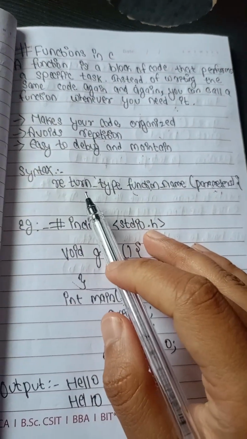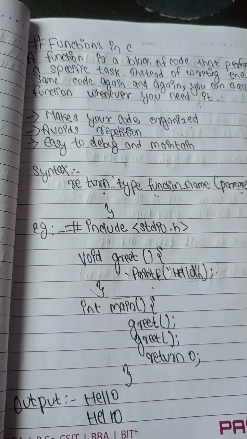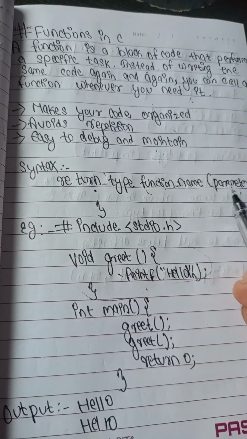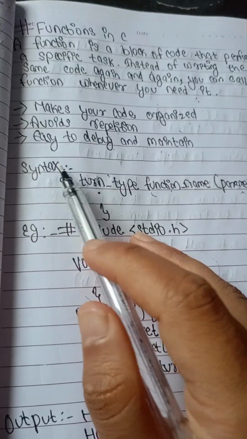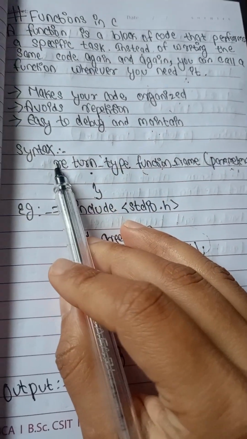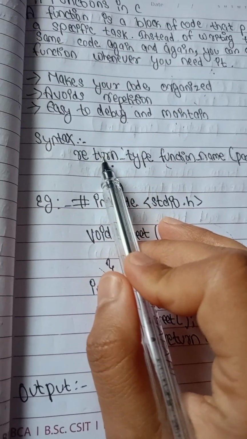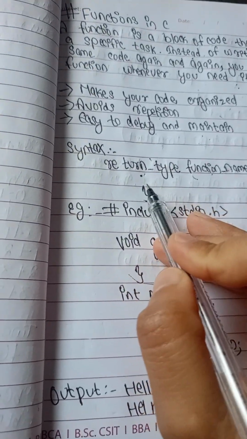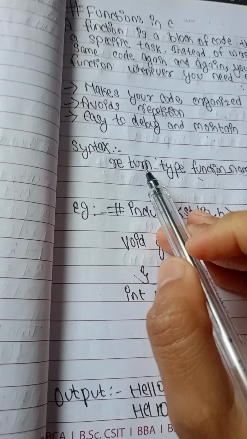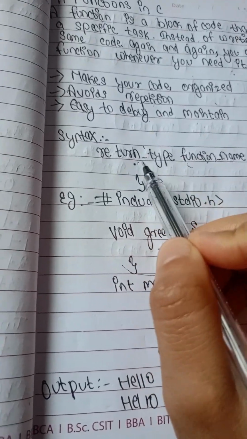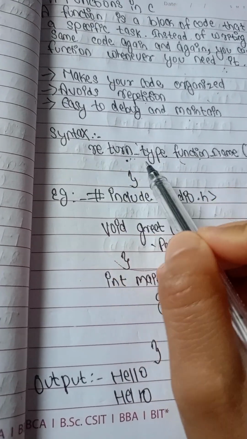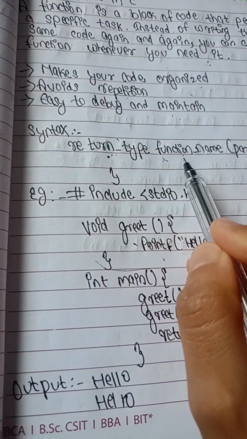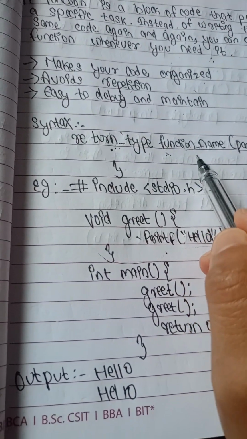Here we have a syntax: return type, function name, parameter. This is our simple syntax, and you don't have to memorize it. Return type means the type of the value the function will give back, like int, float, void. And function name is the name of the function. You can write anything, like sum, average.